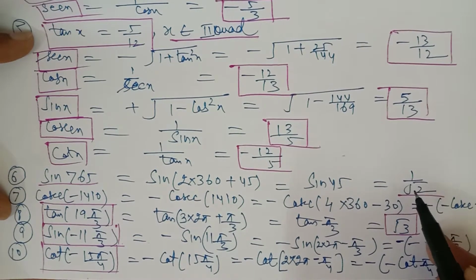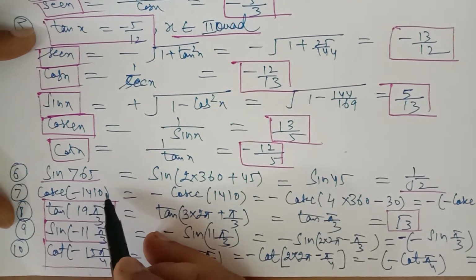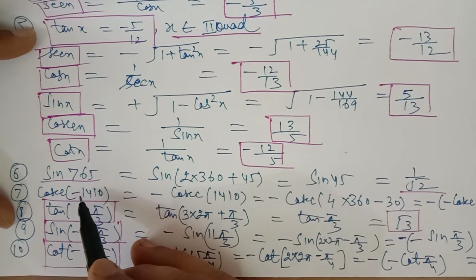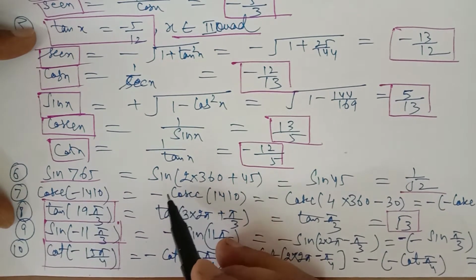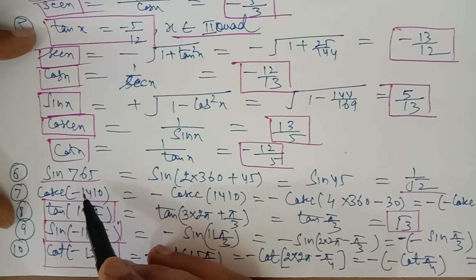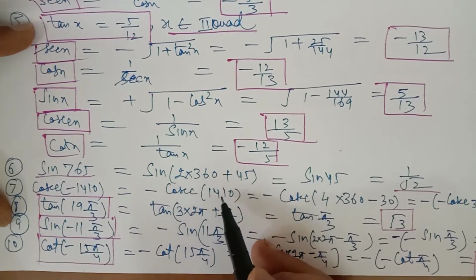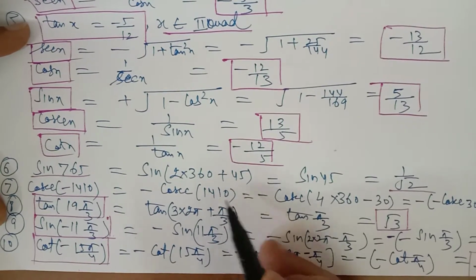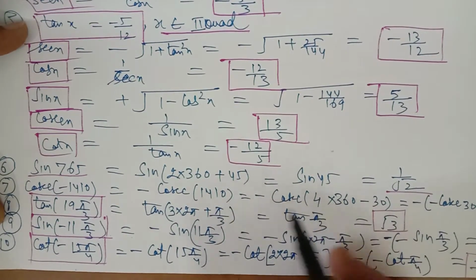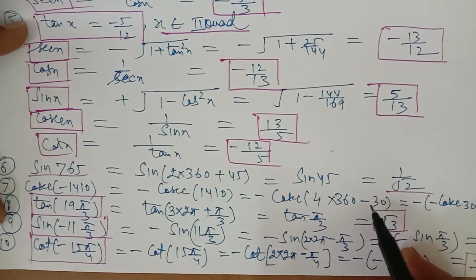Now for large angles, you have to break the angles like this. Similarly, cosec minus 1410. The negative angle is in the clockwise direction, so for the negative angle the value is negative, so minus cosec 1410, because we take it as the fourth quadrant for a negative angle. Now break it for the 360 degree angle. For 360 degrees, the multiple is 4 into 360, which comes out to be 1440, which is more than 1410, so you can subtract 30 from it.